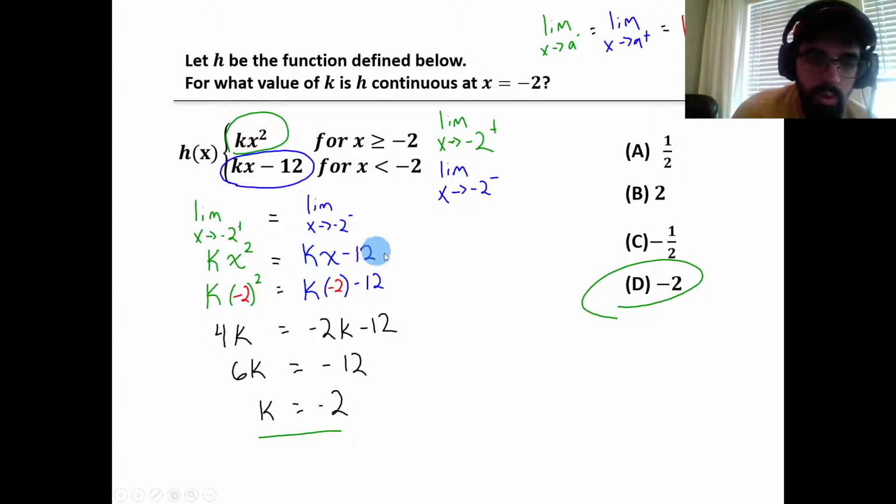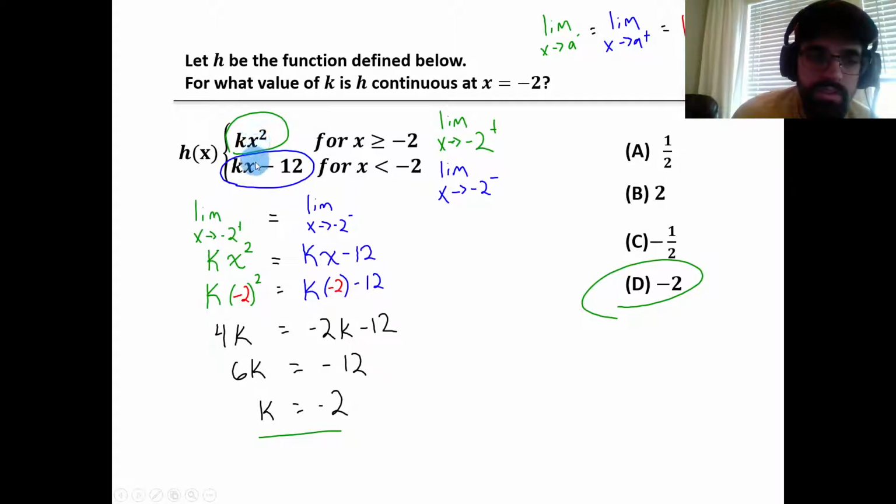And if we do that, that makes this a whole lot simpler. So it'd be k times negative 2 squared is equal to k times negative 2 minus 12. And then we just have a simple one variable linear equation in terms of k, and we can solve that for k equals negative 2. So if I plug in negative 2 for k, then the limit on the left and the limit on the right are equal, but also they're continuous from one to the next. So for h to be continuous at x equals negative 2, we've got to use negative 2 for our k value as well.